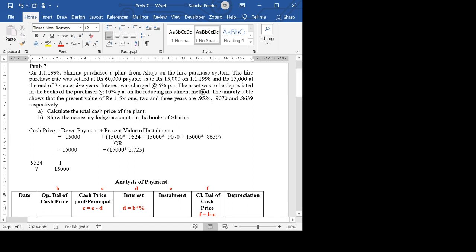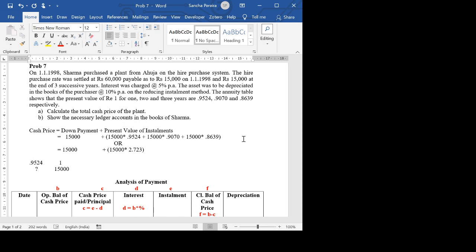So I'm just taking one of these, 0.9524. The present value of 1 is 0.9524 today. What is the present value of 15,000? And if I cross multiply, this is what I get. Same thing you have to do for the second year as well as the third year. To avoid multiplying each of these individually, you can also do 15,000 plus 15,000 into the total. Now this works only when annuity tables are given.